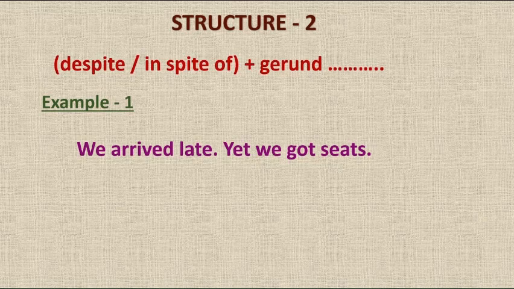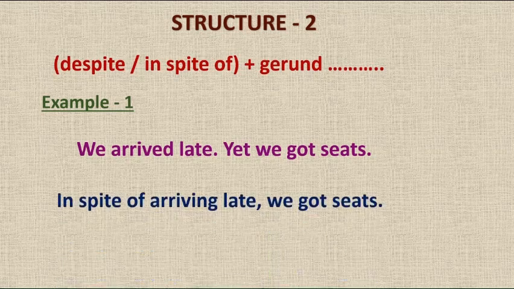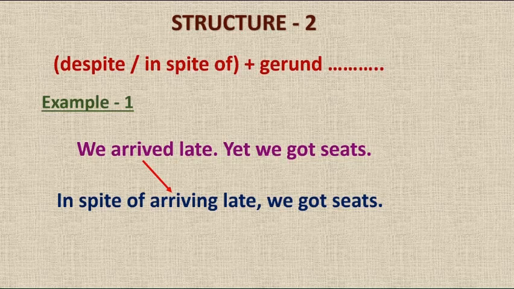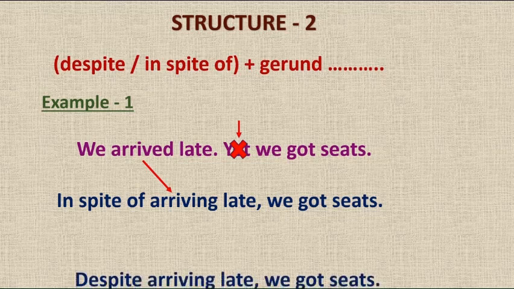Same two contrasting ideas. So let us combine this with in spite of. It's very simple. We write like this: in spite of arriving late, we got seats. So what changes did we make here? We changed arrived into arriving. Arriving is a gerund here. And we removed the full stop and changed it into a comma. Then we removed yet, and the remaining part of the sentence we wrote as it is.